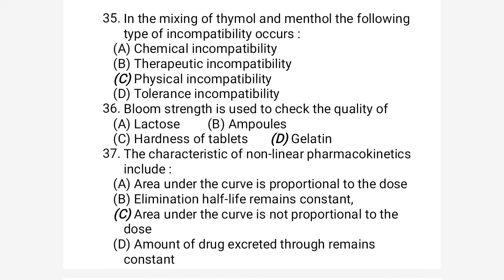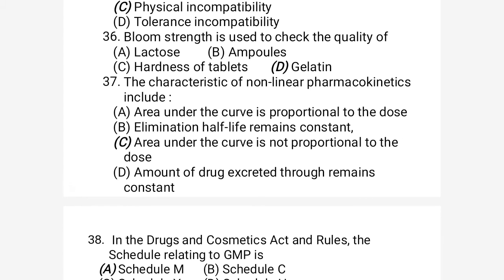So only the correct option would be the gelatin, because gelatin when added in water will swell up. By the swelling property, or by the Bloom strength, we can check the purity of the gelatin also. So that is the correct option for question number 36. Did you understand the Bloom strength? Swelling property. Swelling means swelling strength, that is Bloom strength. So the correct option for 36 would be D, gelatin.